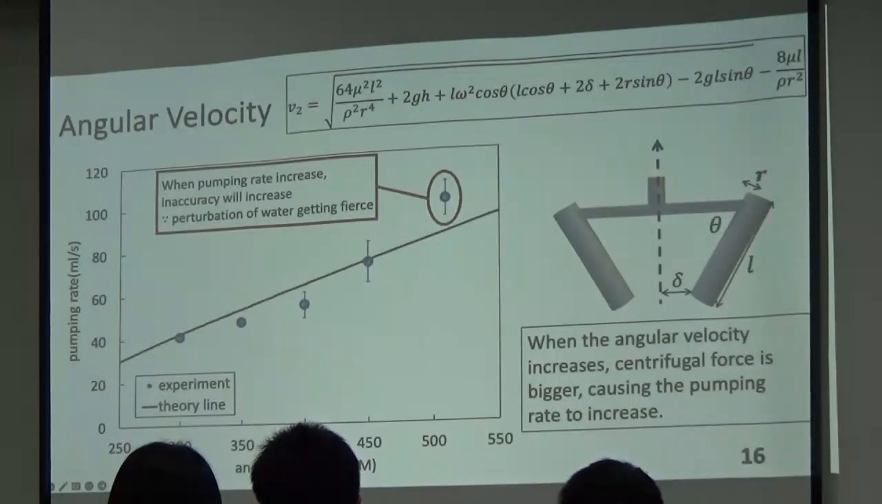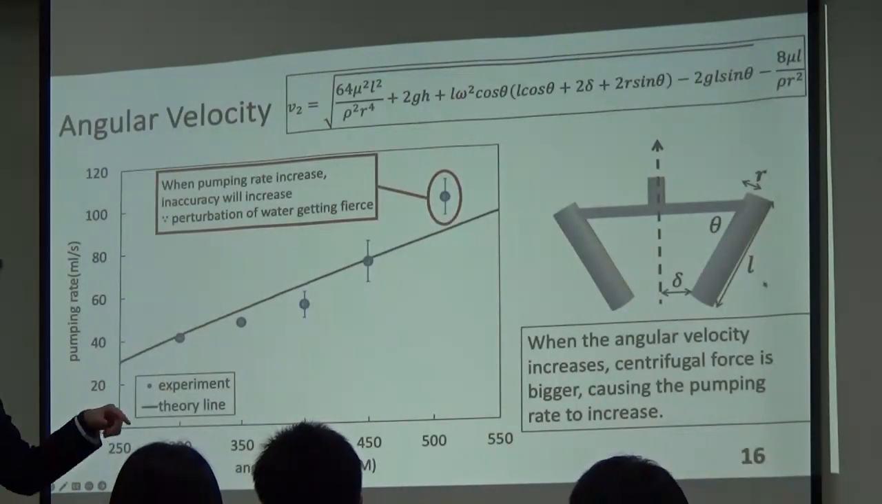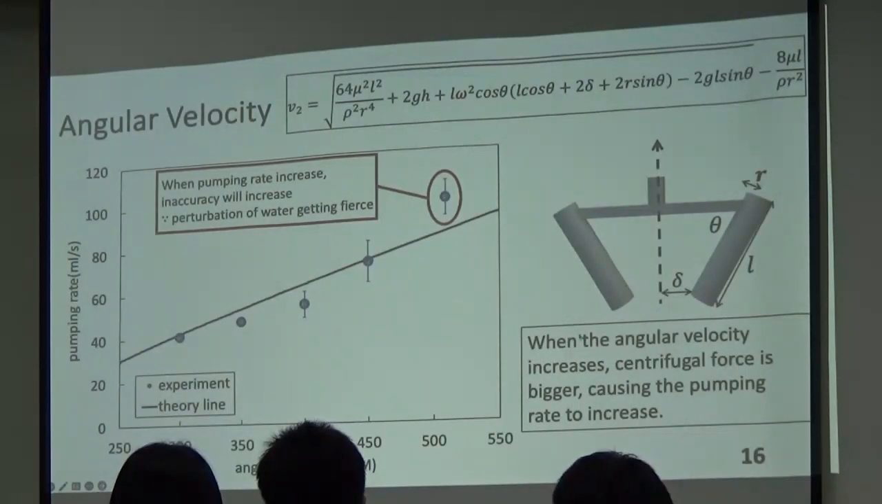And also, we find that if the angular velocity is less than 180 rounds per minute, the water won't come out, which means that there is a boundary limit for the angular velocity.